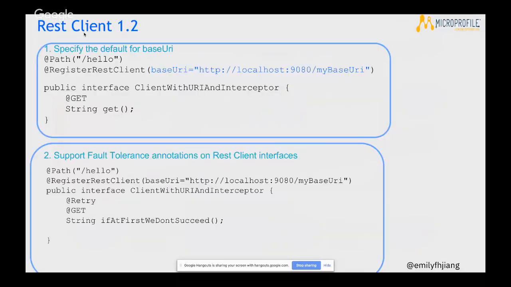In the next few slides, I will quickly demonstrate and show you the code snippets. So the first one is you can specify the default base URI. So in here, you are calling the backend on 9080 with my base URI. The second one means when you register the REST client, you can use retry and get retry on this operation. Retry is a fault tolerance annotation.